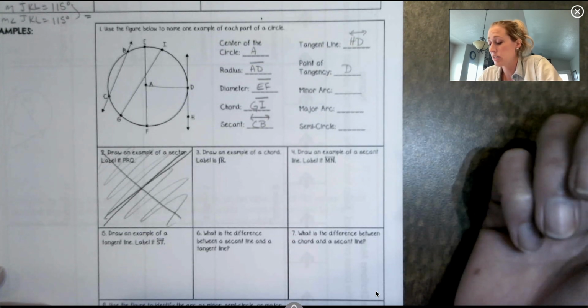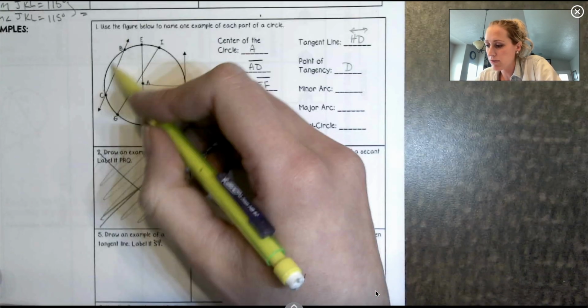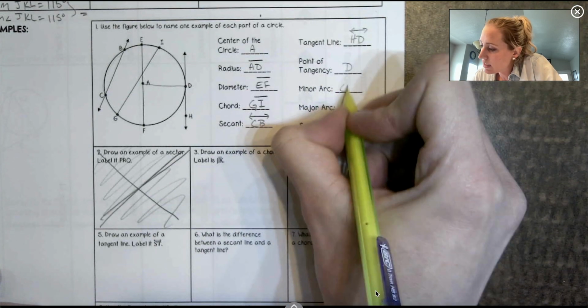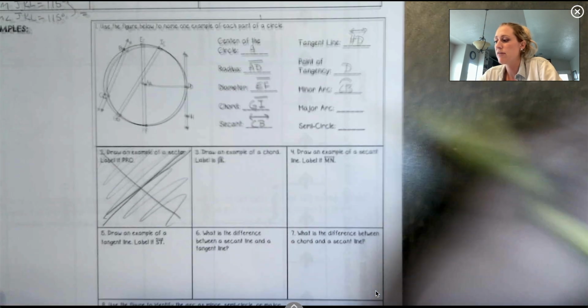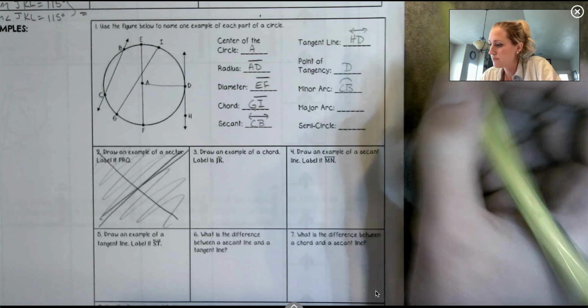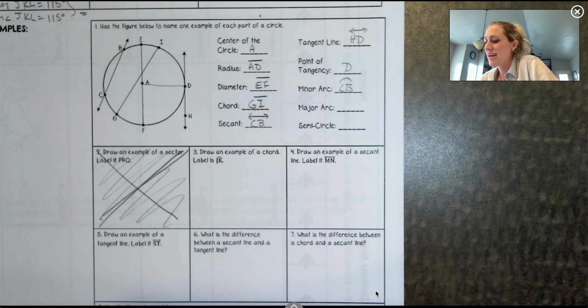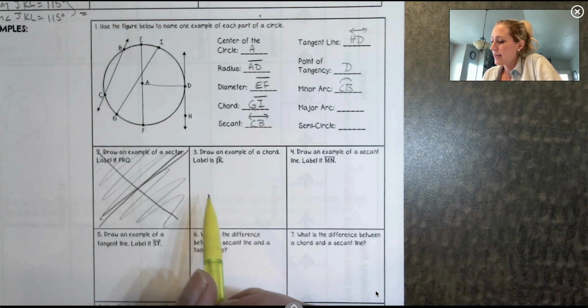I'm going to do, again, lots of options here, guys. I'm going to do this arc from C to B. It's obviously less than half the circle, and I'm going to use that little arc. If it's a minor arc, I just do 2 letters. Major arc, so something that's more than half the circle, and we're going to use 3 letters.